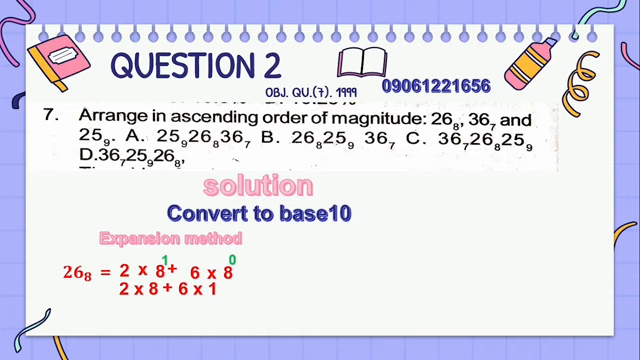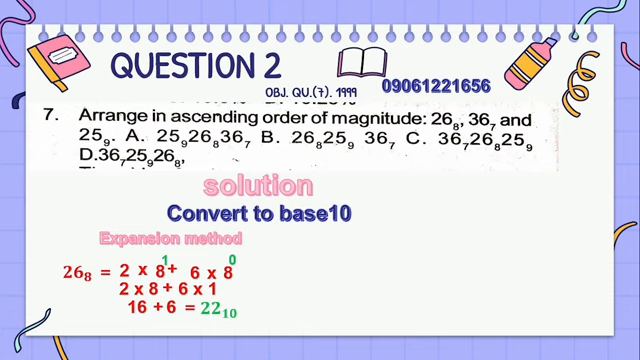Now let's sum it together. 2 times 8 is equal to 16, plus 6 times 1, which is equal to 6. Now 16 plus 6 is equal to 22 base 10. That simply means that when you convert 26 base 8, it is equal to 22 base 10.